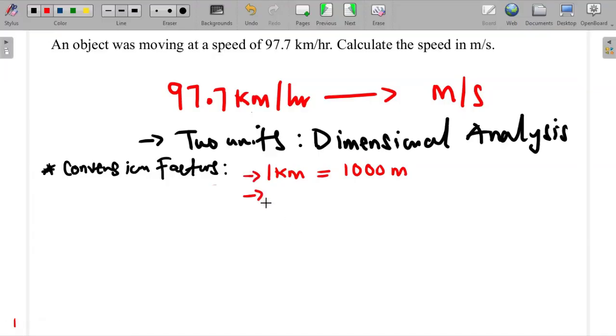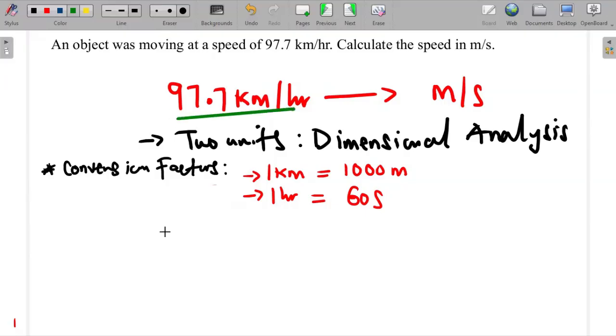Okay, what other conversion factor do I need here? I need a conversion factor of time because I can see hour and seconds there. So now 1 hour is the same as 60 seconds. Okay, so now we have a conversion factor for the distance, which is measured in kilometers. We have the conversion factor for the time, which is measured in hours. And then we want to convert this kilometer per hour to meters per second.